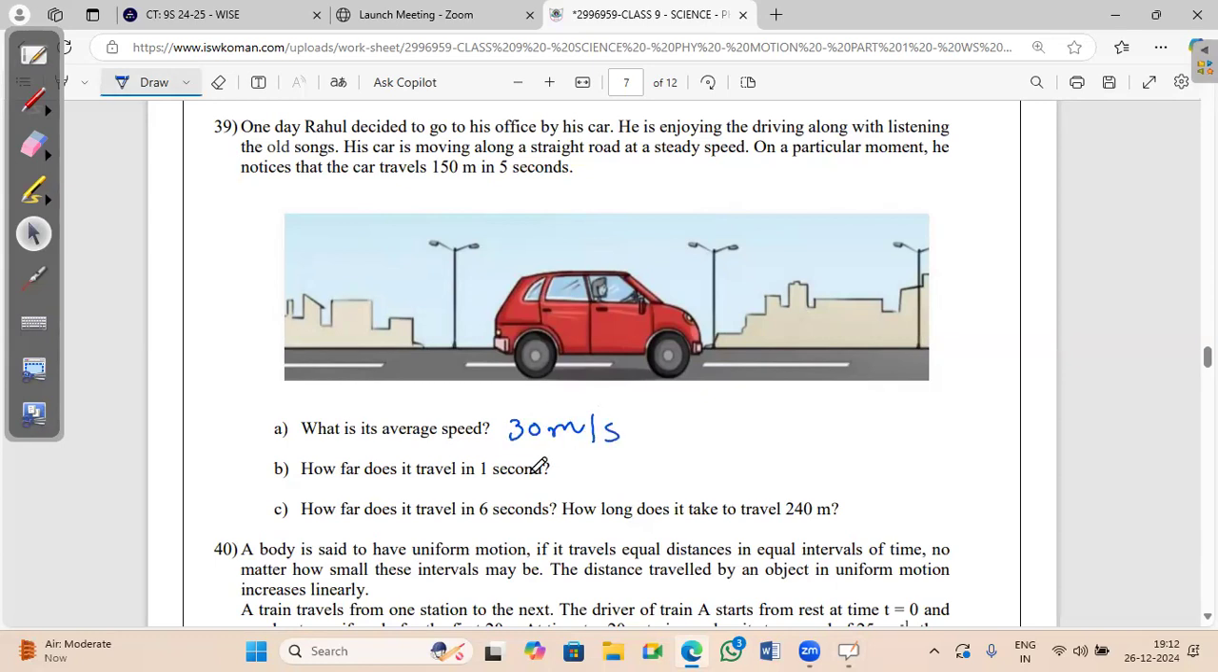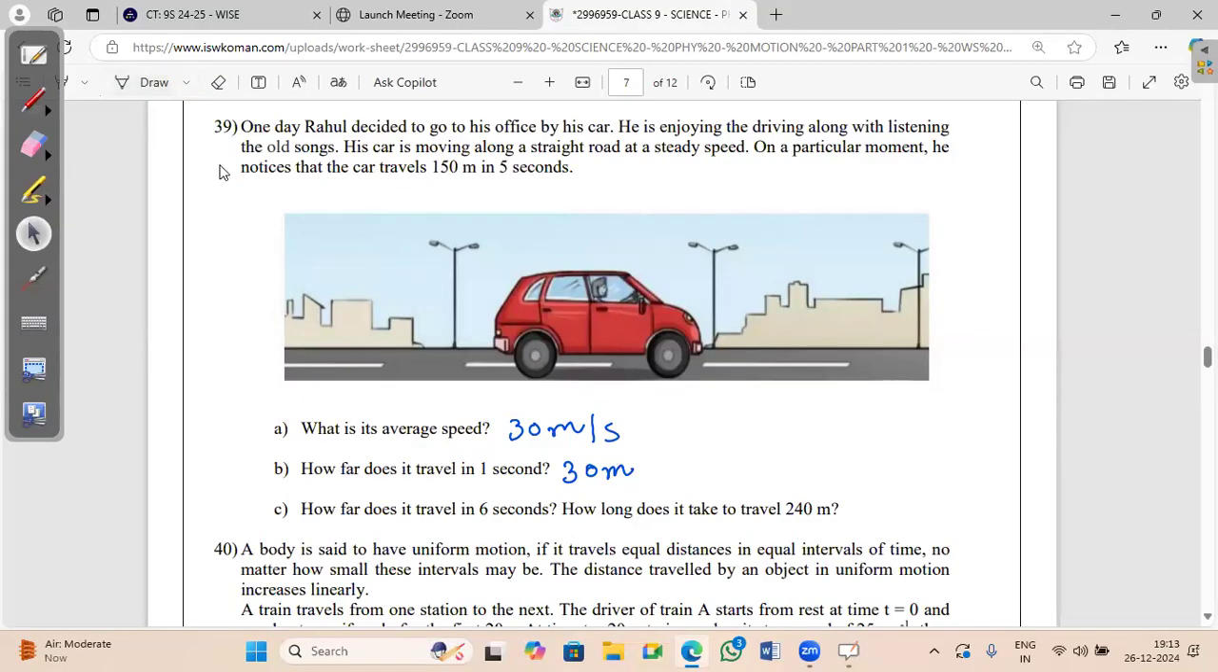How far does it travel in 1 second? Sir, 150 meters? No, 150 is in 5 seconds. How much in 1 second? 30 meters. Yes, it's 30 meter. How far does it travel in 6 seconds?